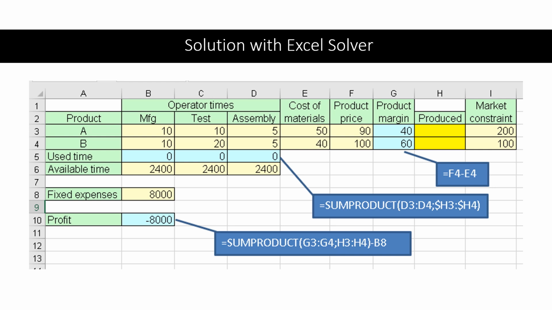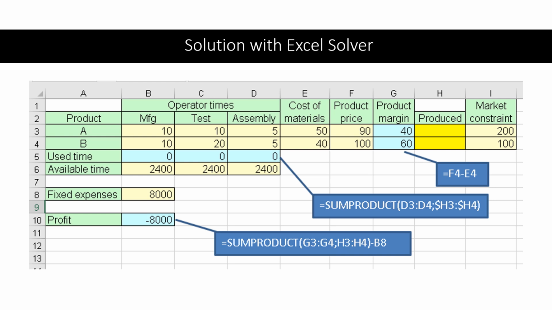In matrix B3:D4, we have the unit times for each operation in products A and B. Column E has material costs and F product selling price. In column G, margin, we need a formula which just subtracts F minus E. In column H, produced, we want Solver to place the results we are looking for, number of products A and B to produce. Column I has the market constraints for A and B.